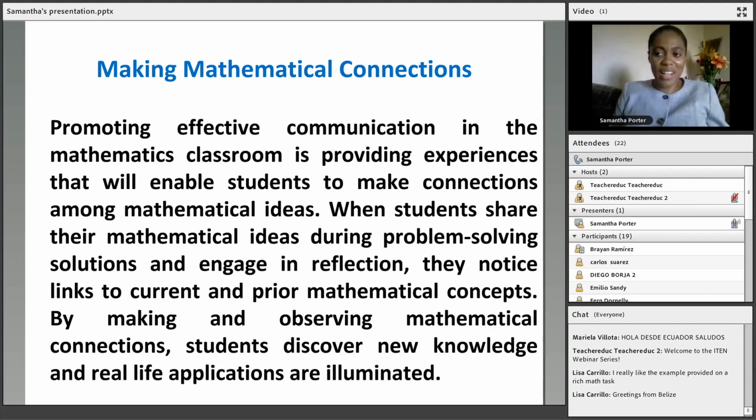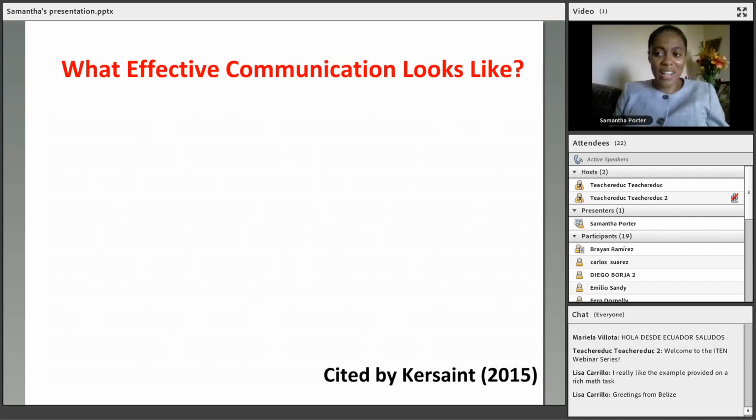Students get to see, hey, this math is not just some figures or some letters on the board. This math is real. This math is what we are living. This is what we are experiencing every day when they are able to make these connections.